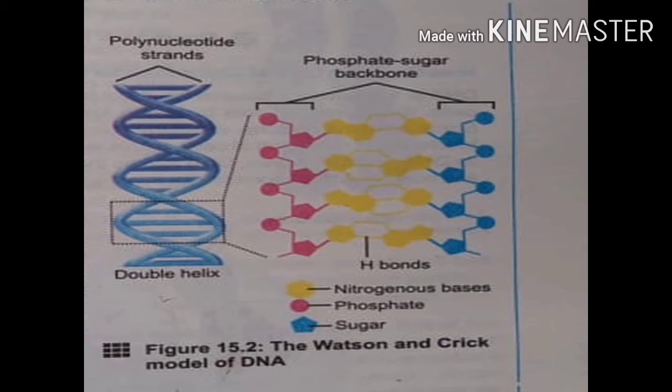So here you are watching the Watson and Crick model of DNA in figure 15.2. There are polynucleotide strands which form a double helix. There is a phosphate sugar backbone and hydrogen bonds. There is nitrogenous base, phosphate groups and sugar.